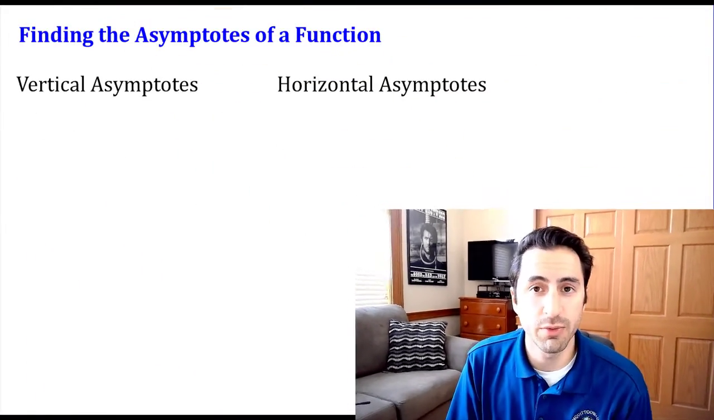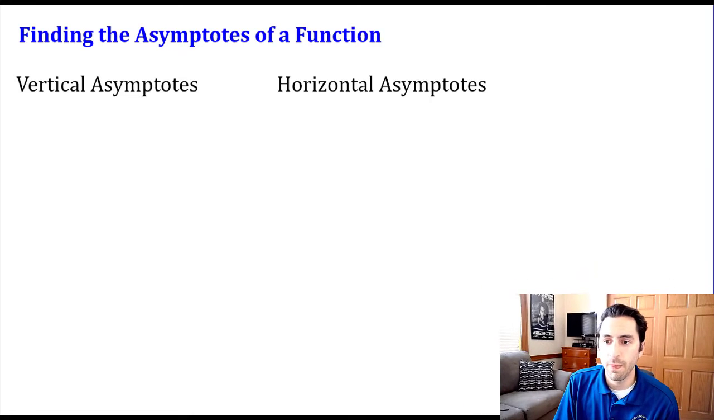Hey everyone, in this video let's take a look at how we find all the asymptotes for a given function. There are two kinds of asymptotes we're going to take a look at, vertical and horizontal. So the first thing, let's talk about what these mean as it relates to limits. So first, a vertical asymptote.